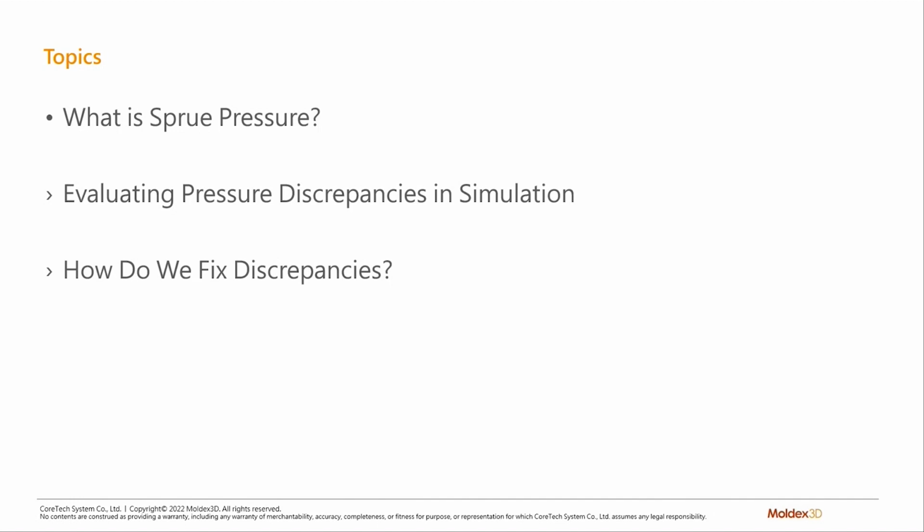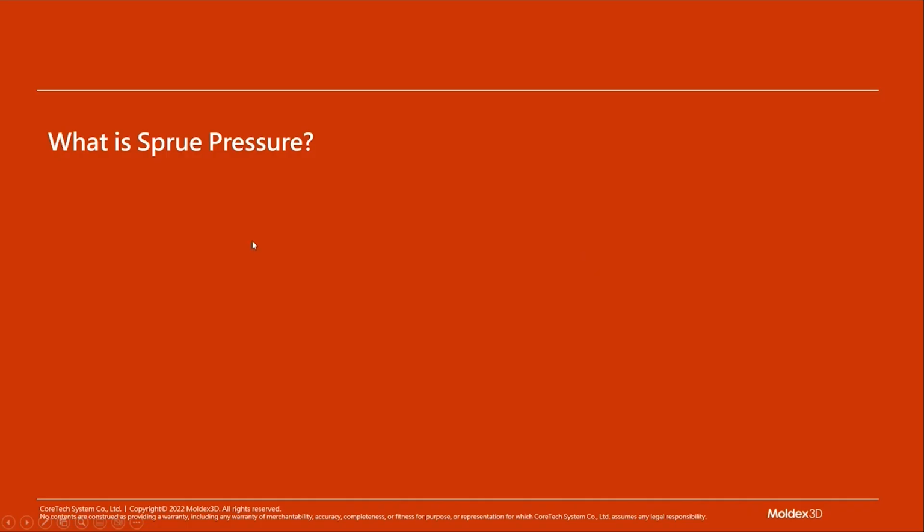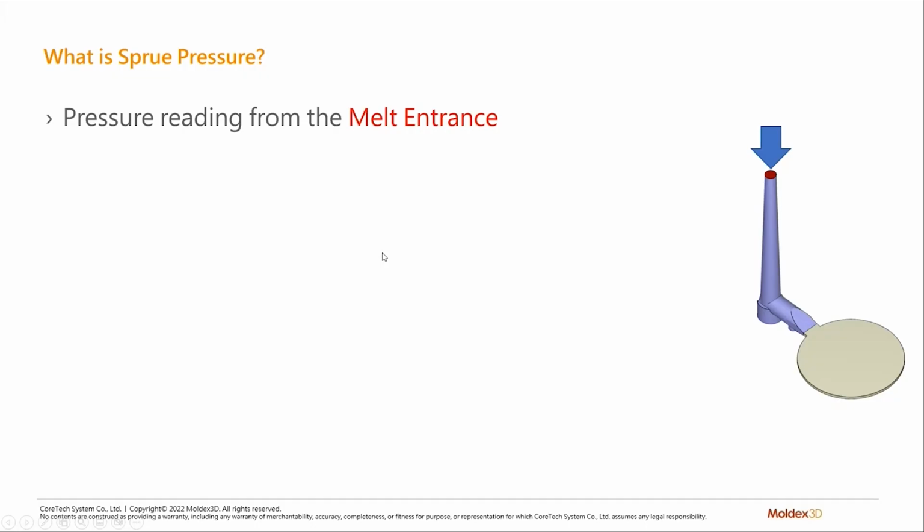I think in general, the accuracy of pressure prediction from simulation is always a big question mark, especially when you're trying to correlate from the real molding process to the simulation world. And this will serve as a really nice guide for you as to what is actually wrong, first of all, and how can we diagnose what's wrong, and second of all, how can we actually fix that moving forward?